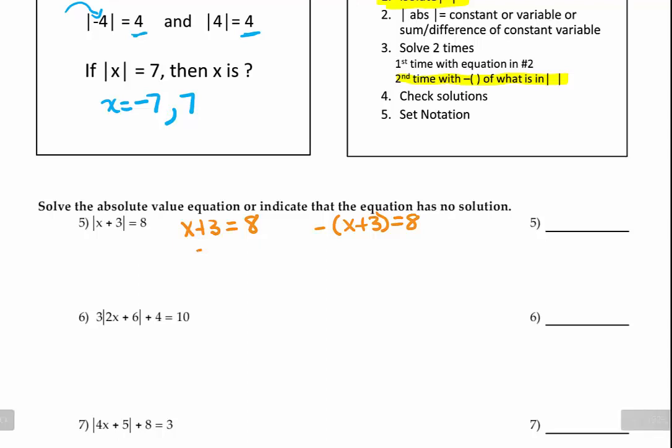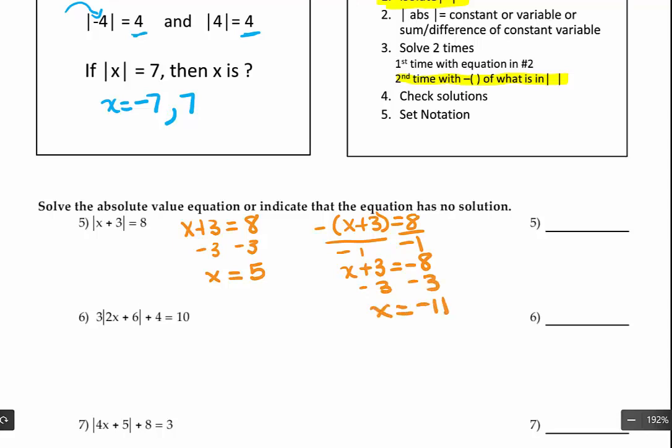Solving my first equation, subtract 3 from both sides, so I have x is equal to 5. My next one. Now, can you solve this one a couple different ways? Yes, you can. However, a lot of times we just say, well, I'm just going to go ahead and divide by a -1, since I can divide by a -1 on both sides, and I get x plus 3 equals -8. Then subtract 3 from both sides, so I get x is equal to -11.